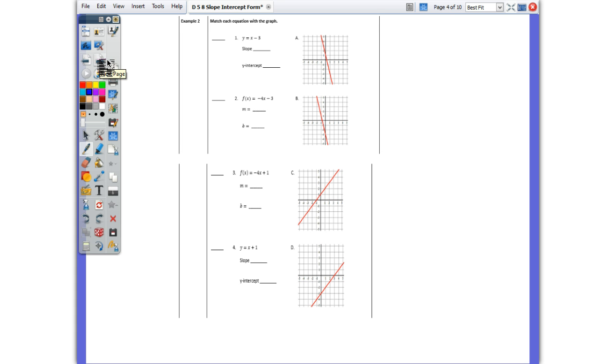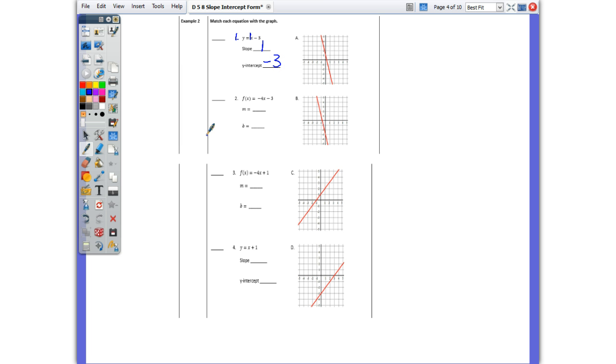All right, we have to match the graphs. 1, 2, 3, and 4. Let's just start with number 1. What is the slope of y = x - 3? It kind of slipped. What is it? 1, because remember there's that assumed 1 with your x. So my slope is a 1. What's my y-intercept? Negative 3. Now let's look at our graphs, A, B, C, and D.